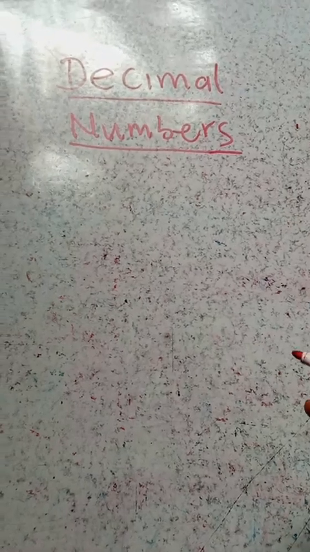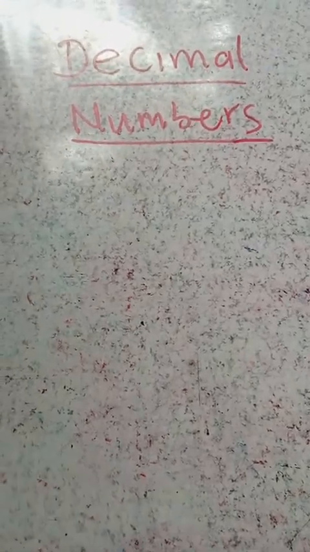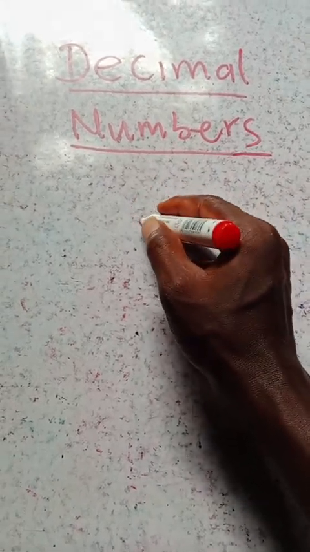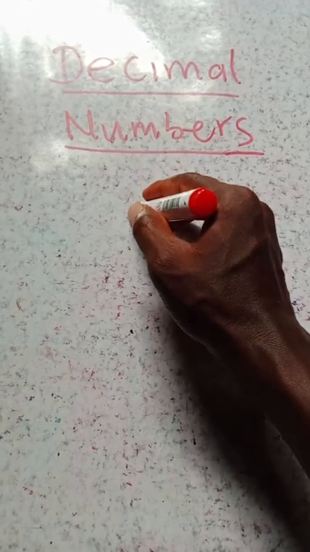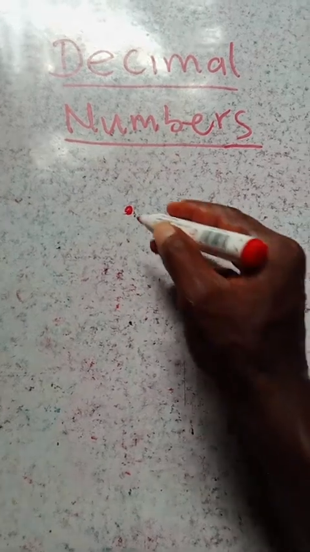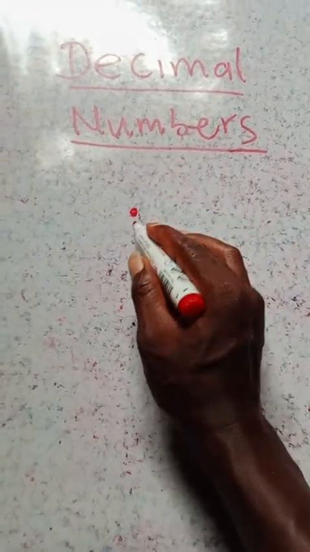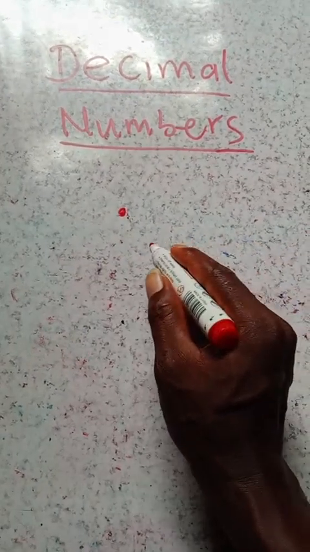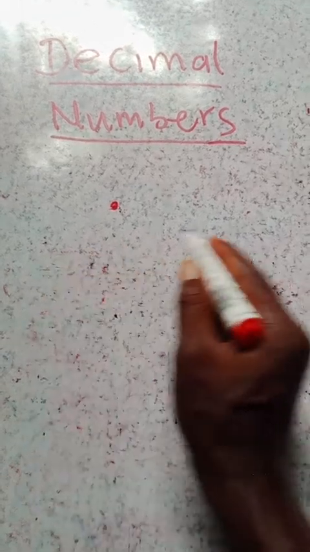Hello, today we'll be talking about decimal numbers. What are decimal numbers? Decimal numbers are numbers that contain a decimal point. A decimal point like this. Whenever there's this point in between numbers, it means that number is a decimal number.